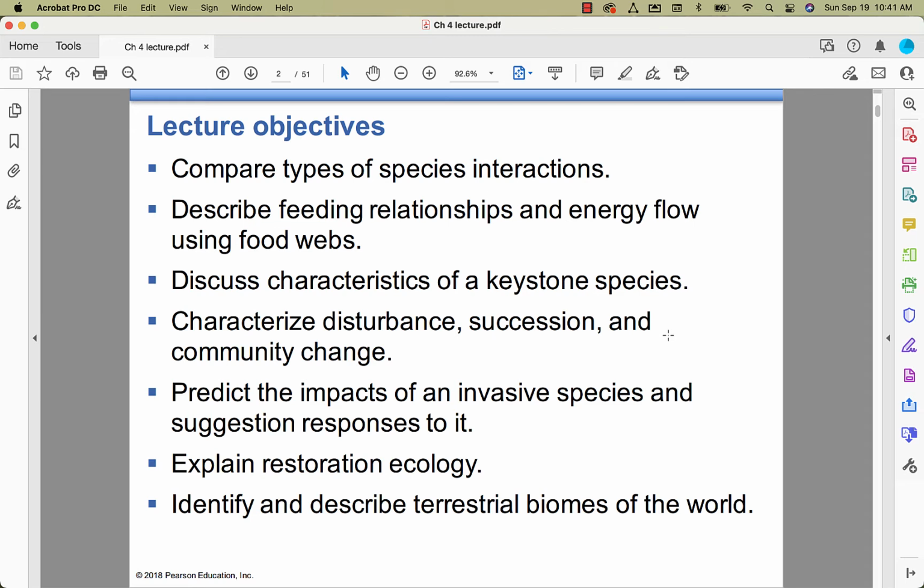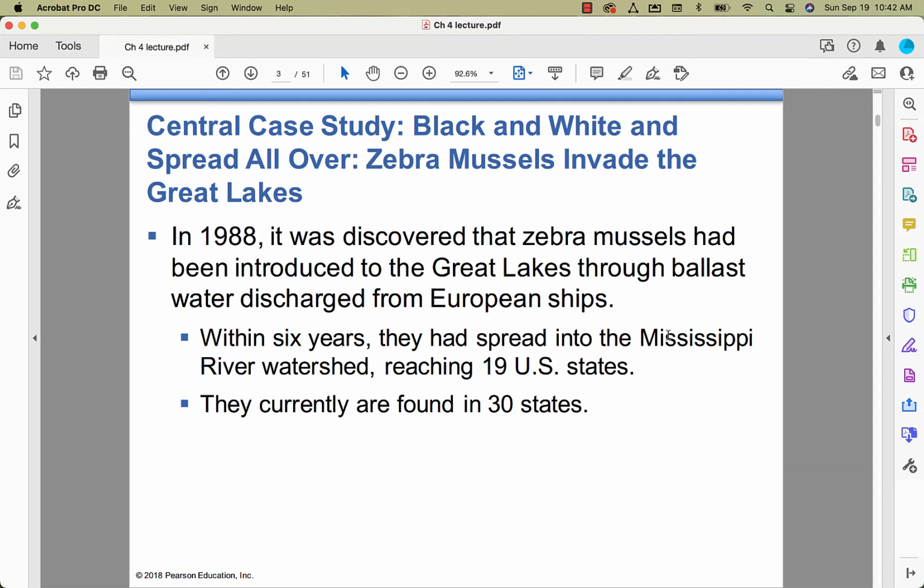And chapter 4 also covers the biomes of the world. We're not going to talk much about the biomes. There's a project that you're going to do between chapters 4 and 5 that's going to relate to the biomes. So this is the case study. You guys are going to do a lab on this, and the case study for chapter 4 is on the zebra mussels. So the line is black and white and spread all over.